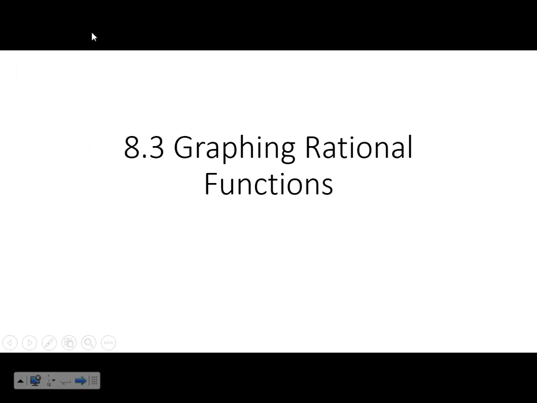This is section 8.3. This is over graphing irrational expressions. So I know I've jumped around a little bit, and there's going to be kind of two parts to this. There's going to be two separate videos. One of them is going to be using your graphing calculator to kind of see what these graphs look like a little bit.